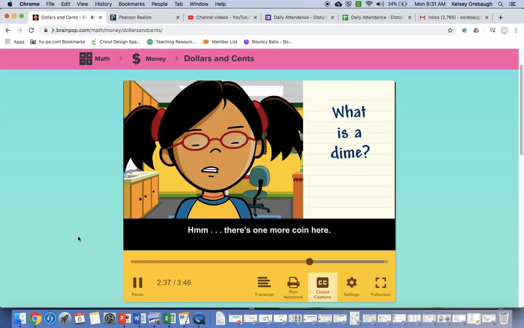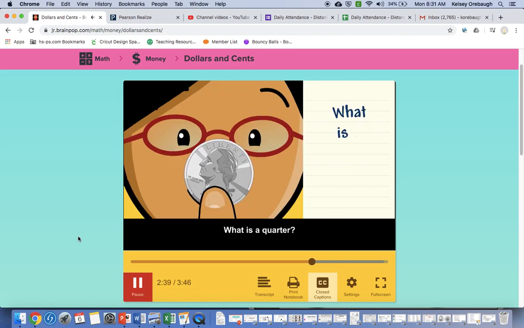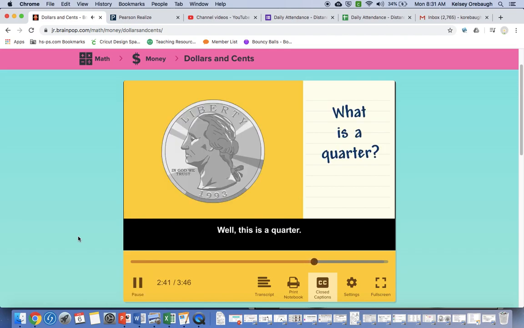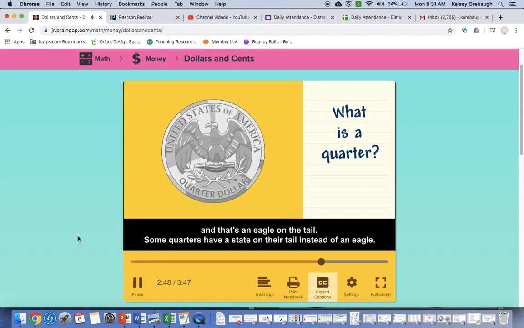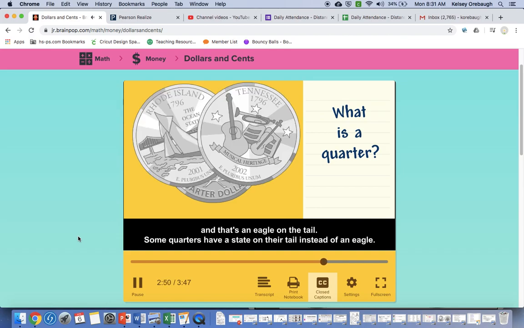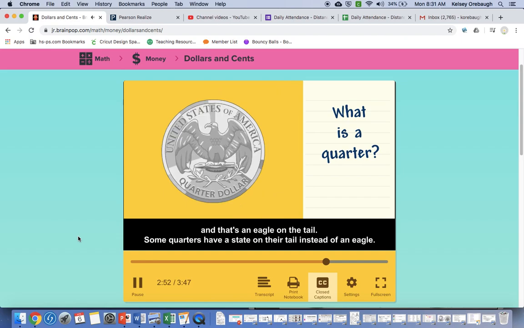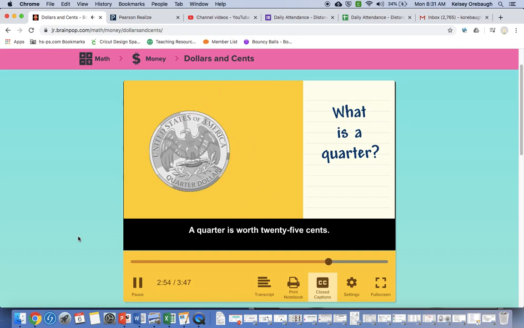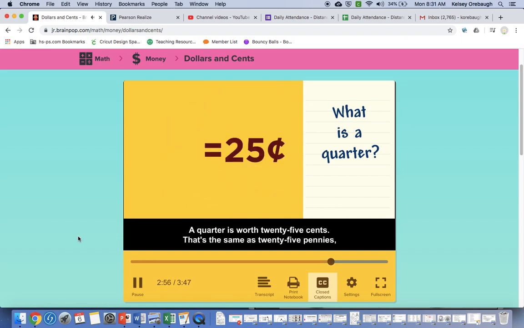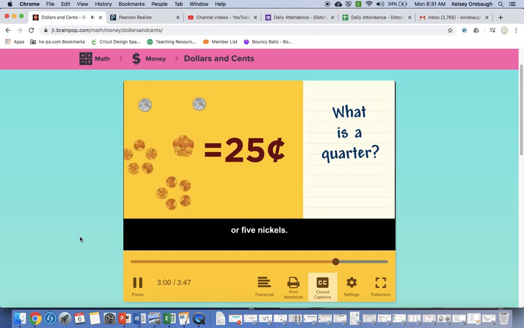There's one more coin here. What is a quarter? Well, this is a quarter, 'cause there's George Washington on the head, and that's an eagle on the tail. Some quarters have a state on their tail instead of an eagle. A quarter is worth 25 cents. That's the same as 25 pennies, or 5 nickels.